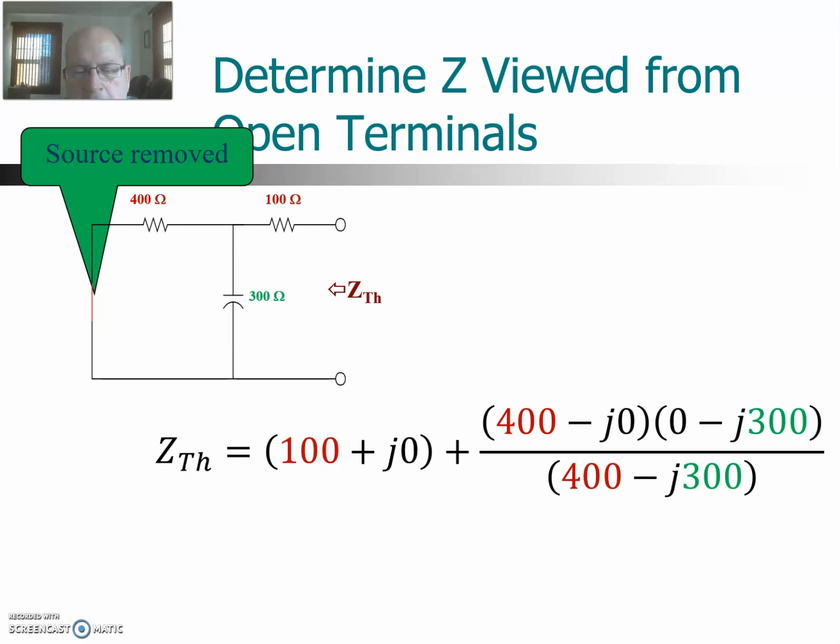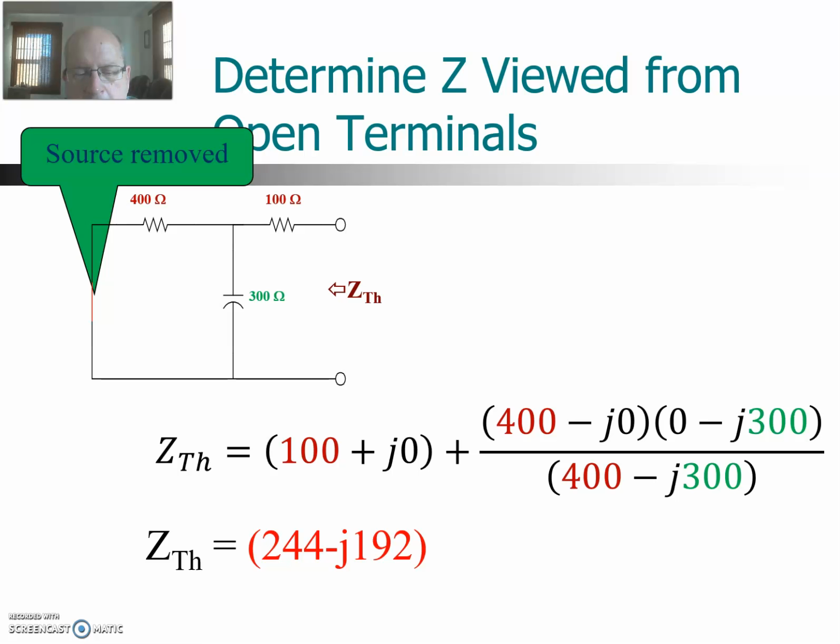Add the real parts, get 400. Add the imaginary parts, get a negative J300. So when we do that arithmetic, we find out the Thevenin impedance is 244 minus J192.